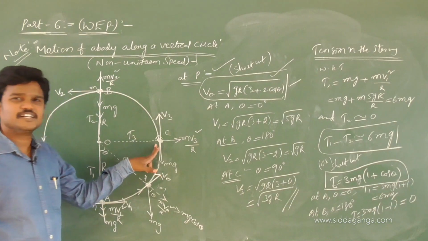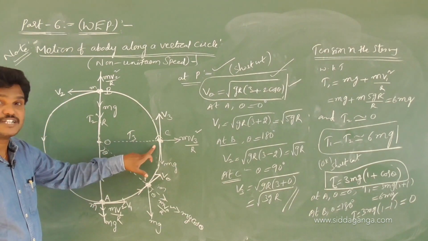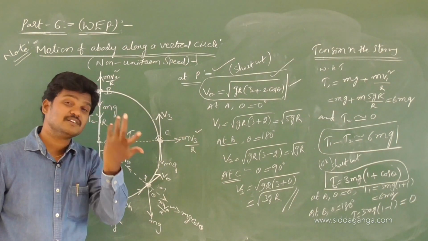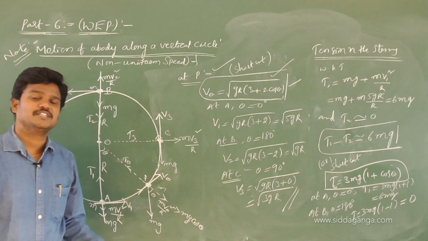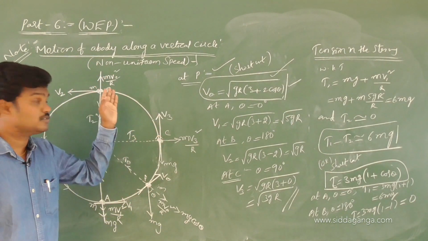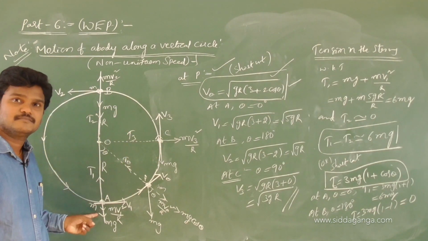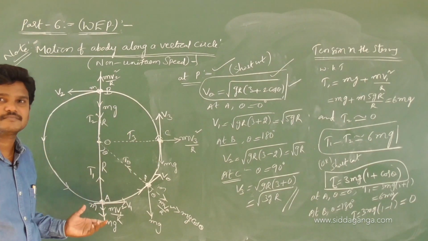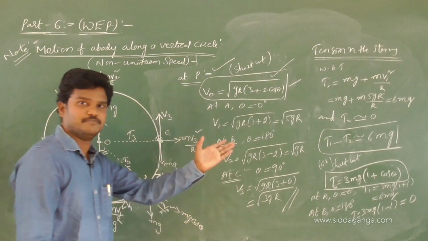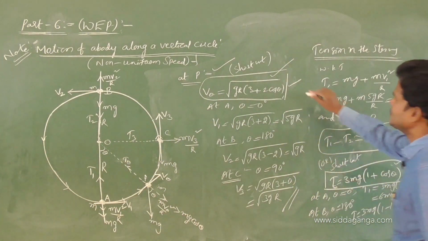At C we can find the tension. Tell me, at C what is theta? 90. At C theta is 90. Theta 90 means substitute cos 90. So what is the answer? 3 mg. What is the tension difference between the highest point and C? Here 6 mg, here 3 mg. So the difference is 3 mg. So keep the tension shortcut formula and the velocity shortcut formula.